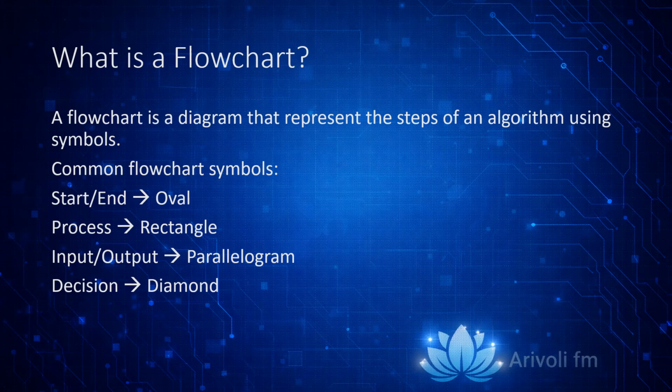Common flowchart symbols: start or end is an oval. A rectangle is used for process. A parallelogram is used for input and output. A diamond is used for decisions.